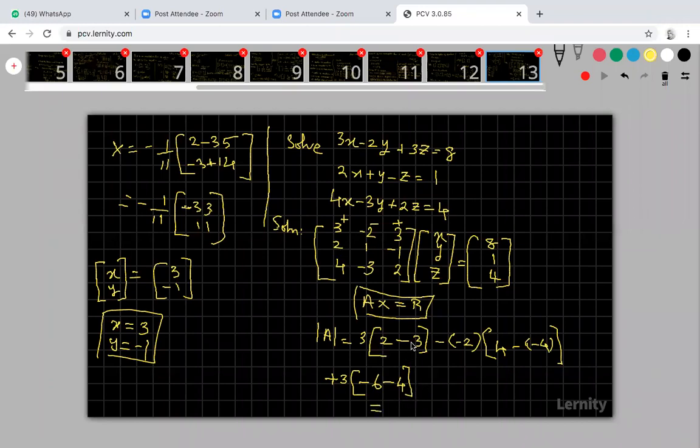Here 2 minus 3, it is minus 1. Minus 1 into 3, it is minus 3. And this is minus into minus, plus. And here also minus into minus, plus. 4 plus 4, 8. 2 8s are 16. And this is minus 10. Right, 3 into minus 10, minus 30. So therefore the answer is minus 3 plus 16 and minus 30. So this is minus 33 plus 16, so the answer is minus 17.